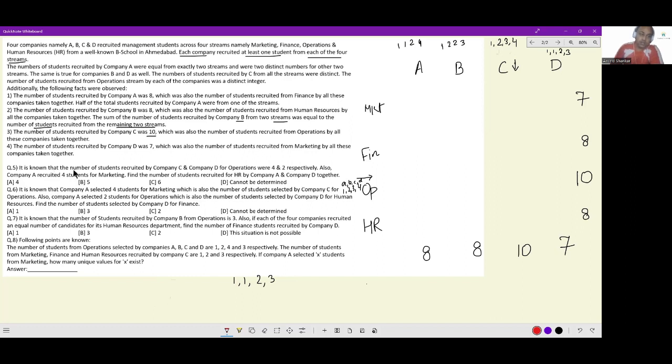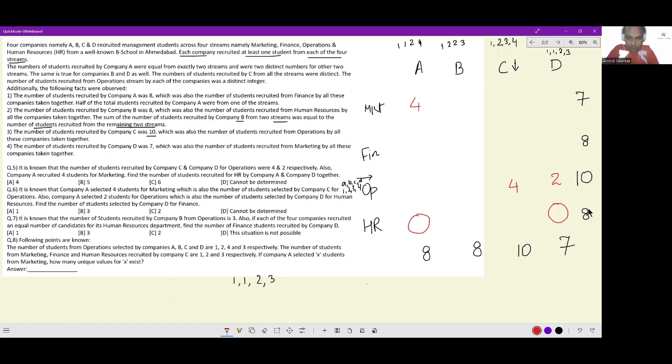First question. It is known that the number of students recruited by company C and company D for operations were 4 and 2. Also, company A recruited 4 students for marketing. Okay. Find the number of students recruited for HR by company A and D together. We need the sum of these two numbers.